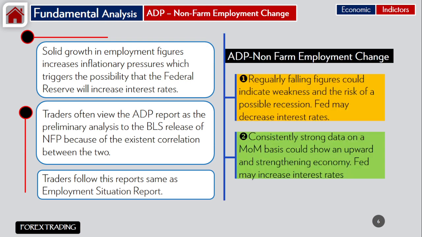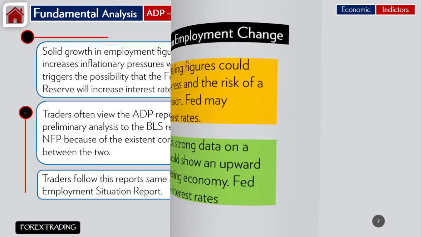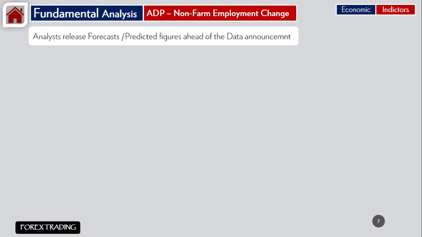And traders follow this report as the employment situation report as well. So what is the possible outcome of ADP non-farm employment change? If the figures are falling, that could indicate a weakening economy. There could be a risk of possible recession, and the Federal Reserve may decrease interest rates. And if there is strong data, it means that the economy is strengthening and the Federal Reserve may increase interest rates accordingly.